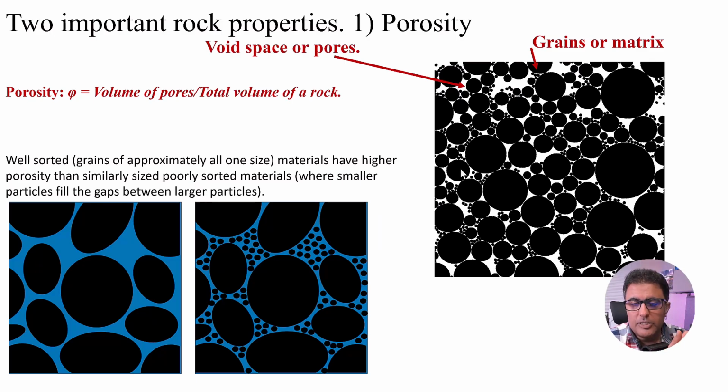And why is this concept important? Because oil and gas are stored within those tiny pores, and the higher the volume of pores we have, the more oil and gas is stored within the rock. For example, consider a rock that has a porosity of 2% and another rock that has a porosity of 30%. The rock with the porosity of 30% has more ability to store oil and gas.